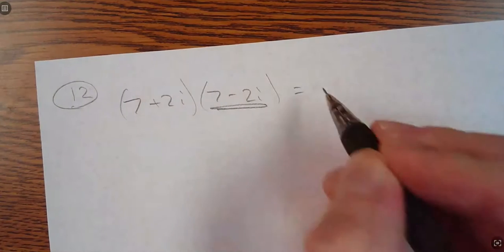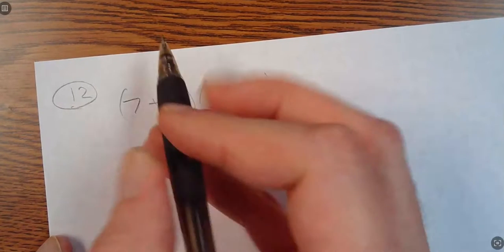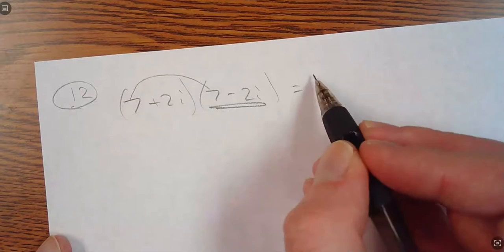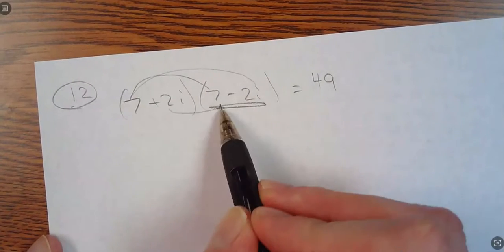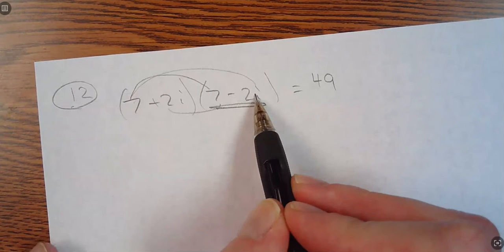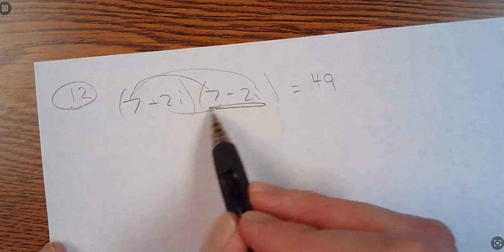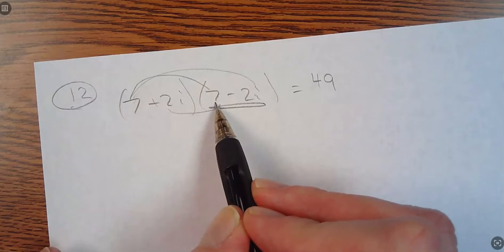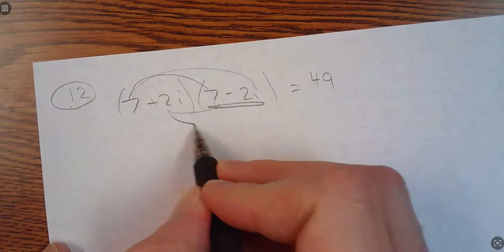Well, when we find our product, when we're done, it should be just a number. If I multiply these out, FOIL, 7 times 7 is 49. If I took the outer plus the inner, this would be 7 times negative 2i is negative 14i. This is plus 14i. Negative 14i plus 14i is gone. They cancel each other out. So if you wrote down the conjugate, you don't even need to do those because they will always wipe each other out.